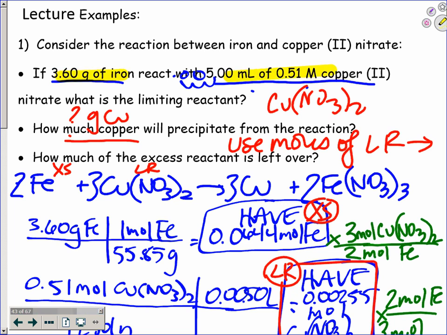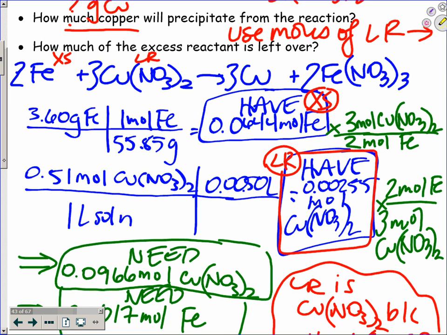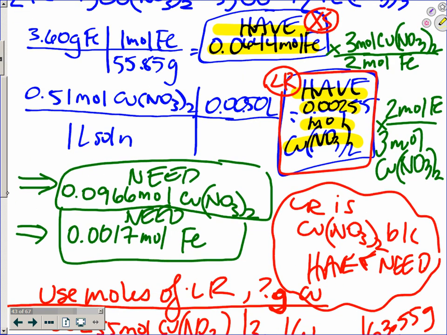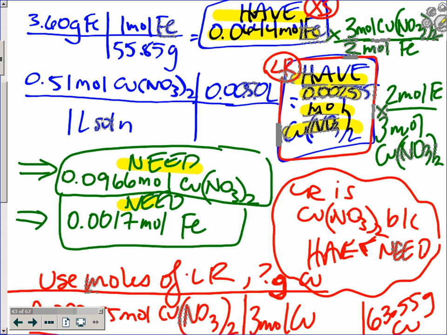So the first step when you figure out that it's a limiting reagent problem is to do what? Get moles, right? And once you get moles, you label them what? Have. These are how much we have before the reaction began. Then you use the ratio to get to the need. Here's how much I have, here's how much I really need of both of them. Now you have both of those. Then what do you do?